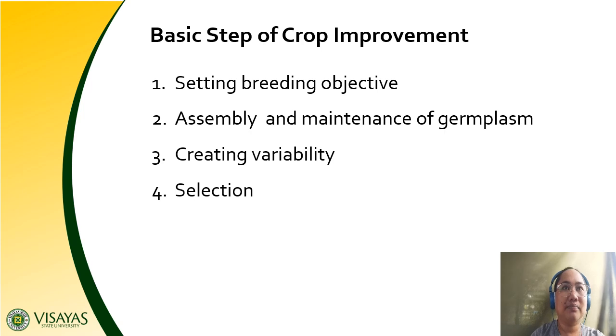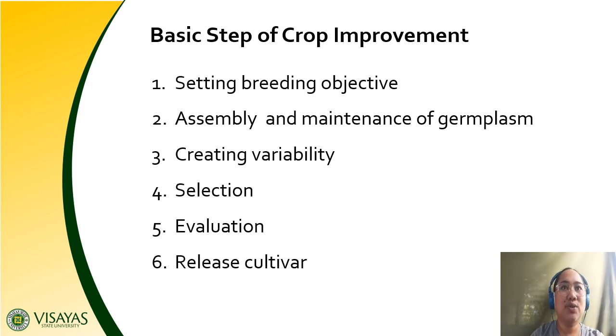The next, you have number 5, evaluation. So this also refers to the selection process which involves comparing a set of superior candidate genotypes to select one to be released as a cultivar. Okay. And then last but not the least, release of cultivar. That is the ultimate goal of plant breeding, to release a new cultivar. It can be released nationally or regionally.